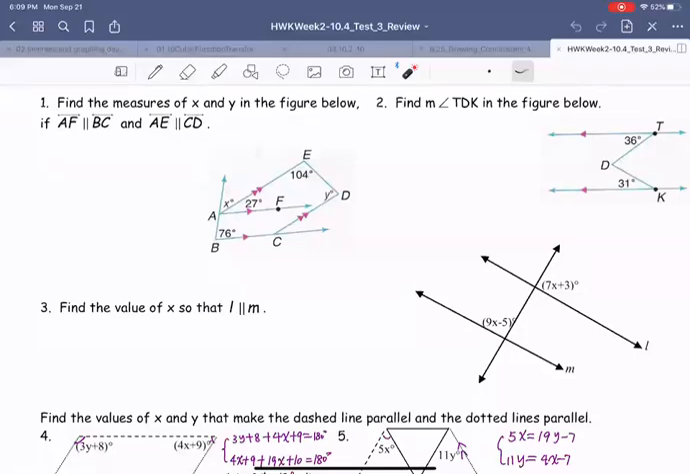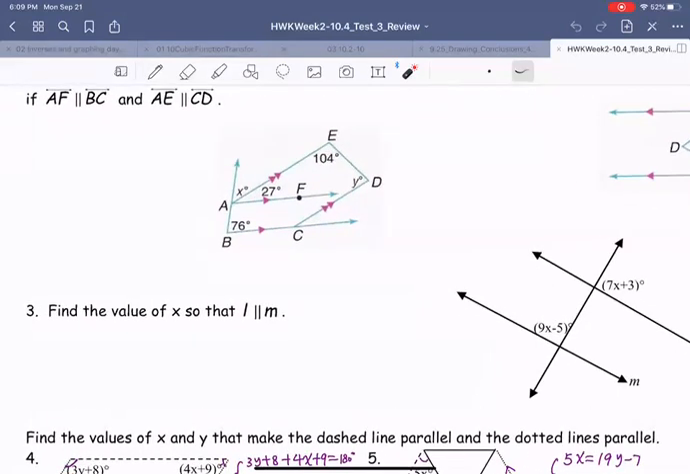Let's take a look. This line is parallel to this line, right? Yes. So these two angles are called corresponding angles, right? So they will be equal. So who plus who equals 76? 27 plus x equals 76. Good job. So x equals what? X equals 49. Perfect. That's nice. Now, they also ask us to get y.